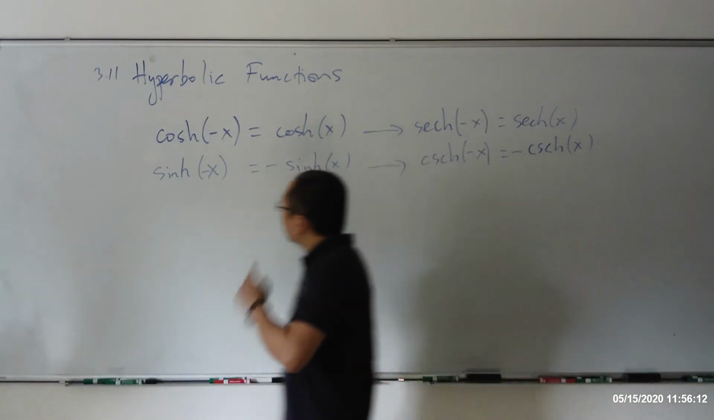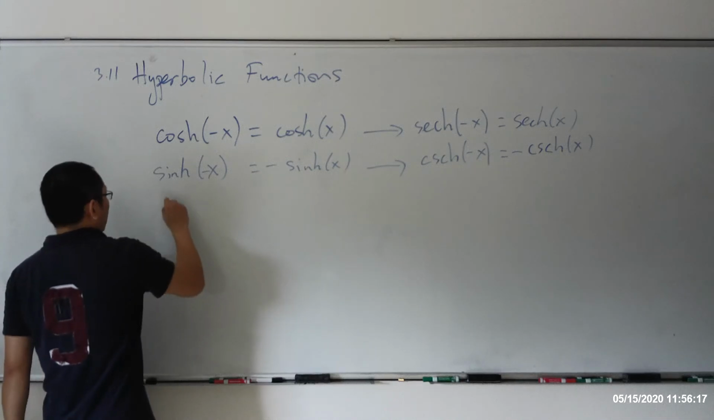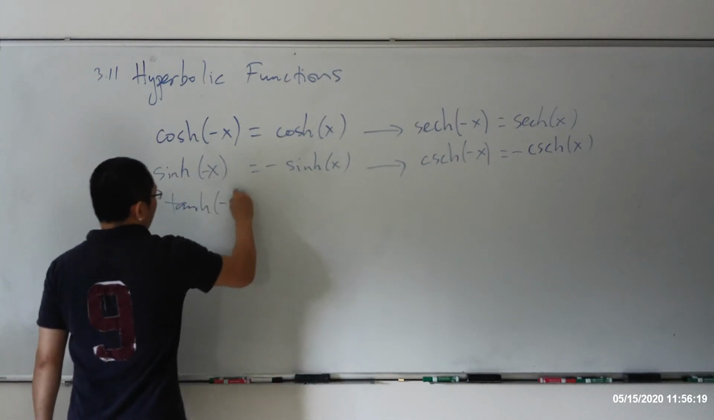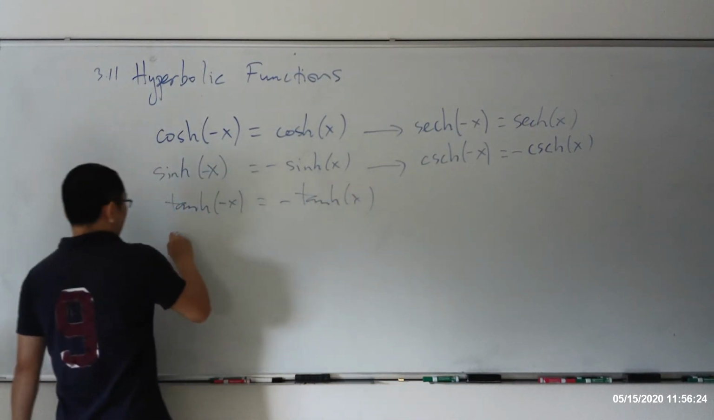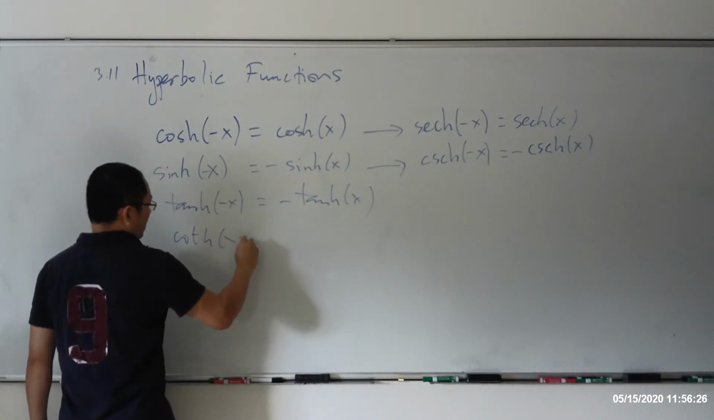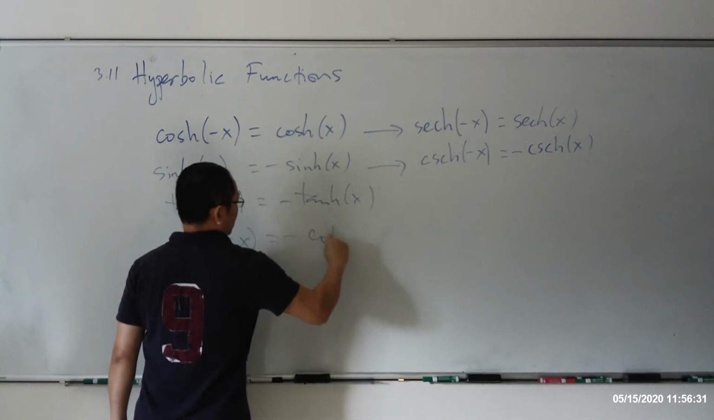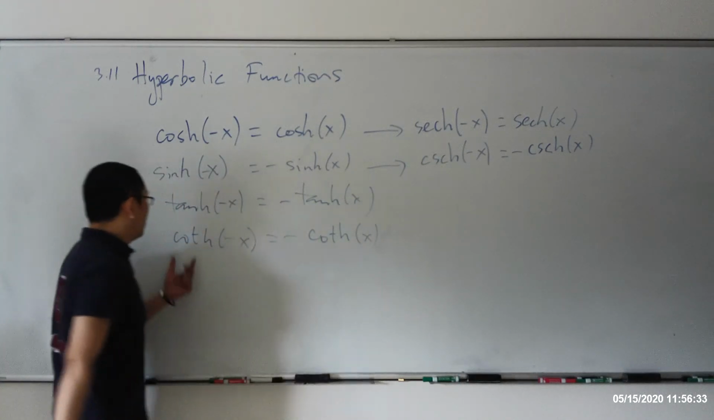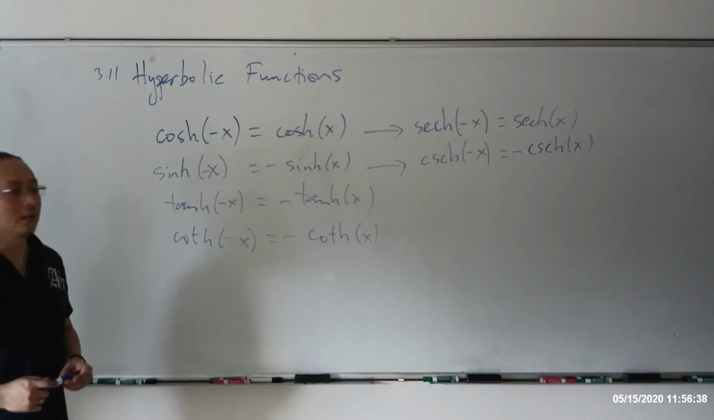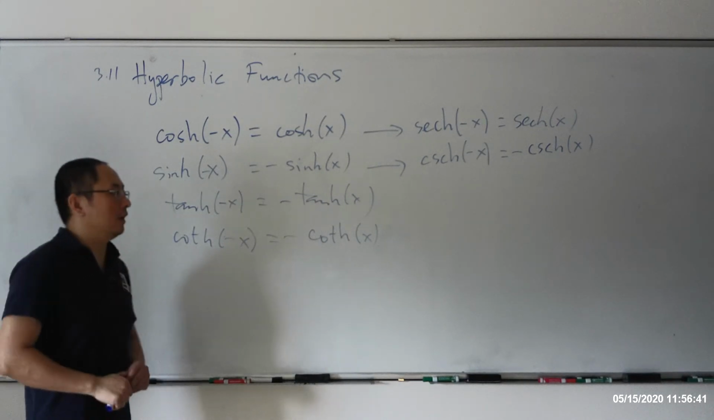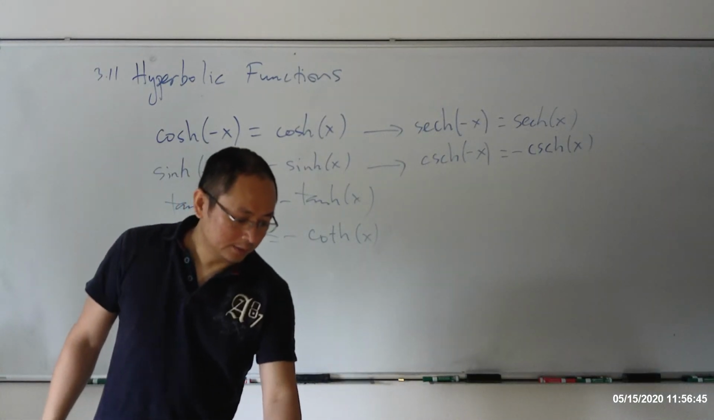And both tangent and cotangent go with odd functions, so they are still odd. Hyperbolic tangent of negative x equals negative hyperbolic tangent of x. Hyperbolic cotangent of negative x equals negative hyperbolic cotangent of x, because both tangent and cotangent are fractions of sine and cosine. Odd divided by even is still odd, and even divided by odd is still odd. Okay, that's about even or odd functions.